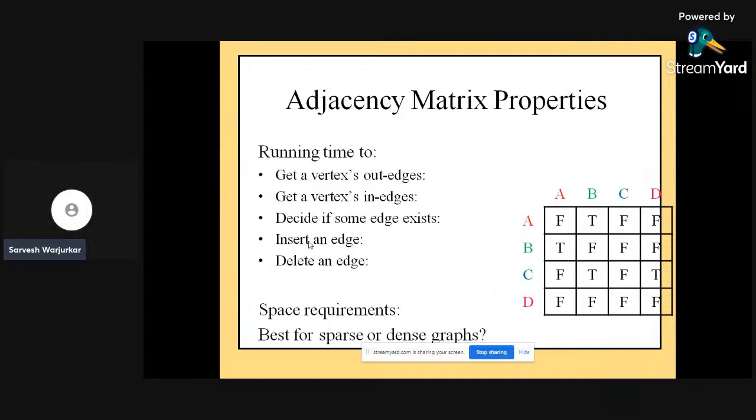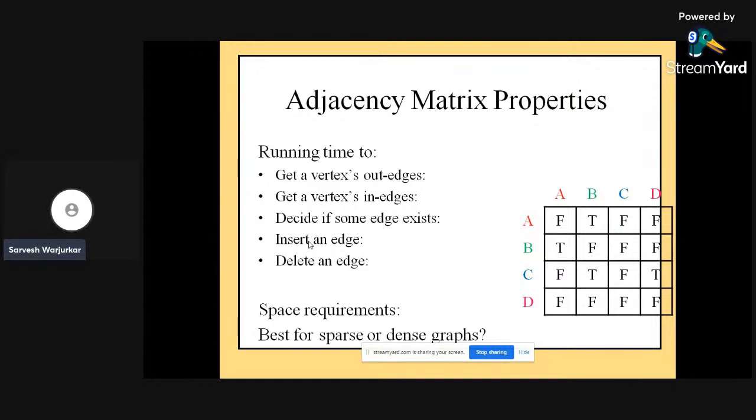Likewise, there are certain properties while running this adjacency matrix, and the properties I have mentioned over here. One is the running time to get a vertex's out edges and get a vertex's in edges, which can decide if the edges exist. If the edge exists over there, then inserting an edge and deleting an edge are also possible.